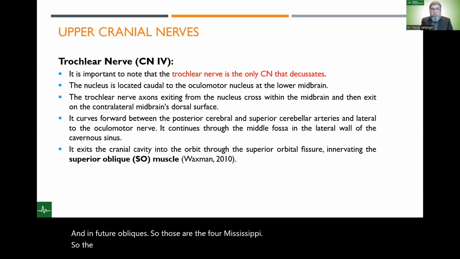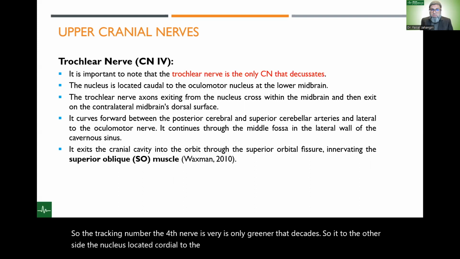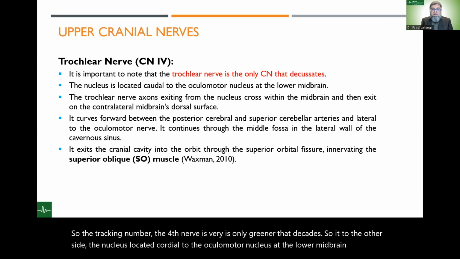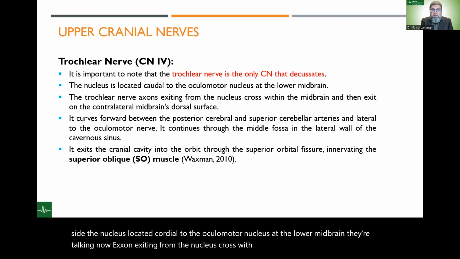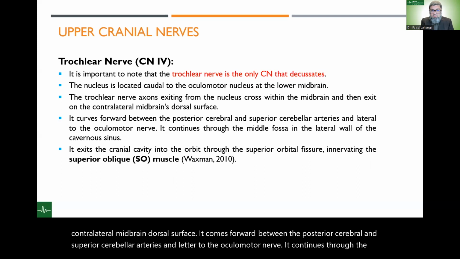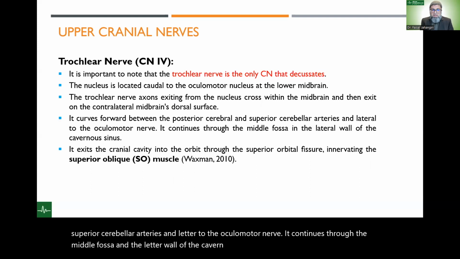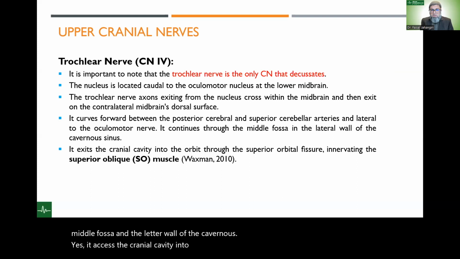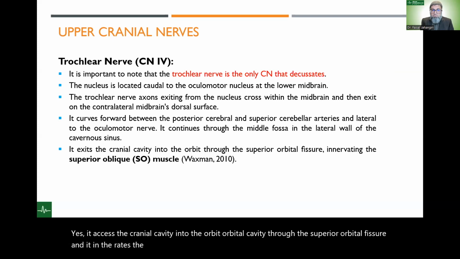So the trochlear nerve, the fourth nerve, is the only cranial nerve that decussates. It decussates to the other side. The nucleus is located caudal to the oculomotor nucleus at the lower midbrain. The trochlear nerve axons exiting from the nucleus cross within the midbrain and then exit on the contralateral midbrain dorsal surface. It curves forward between the posterior cerebral and superior cerebral arteries and lateral to the oculomotor nerve. It continues through the middle fossa and the lateral wall of the cavernous sinus. It exits the cranial cavity into the orbital cavity through the superior orbital fissure, and it innervates only one muscle, the superior oblique muscle.